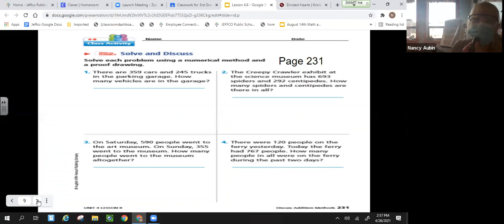So if we have 359 cars and 245 trucks in the parking garage, how many vehicles are in the garage? I'm going to remind you, we're going to write very small. The reason we're going to write small is because we have to do a proof drawing. So open up your books. You're doing this with me. Page 231. On your mark, get set, go. Do we have our workbook open? 231.